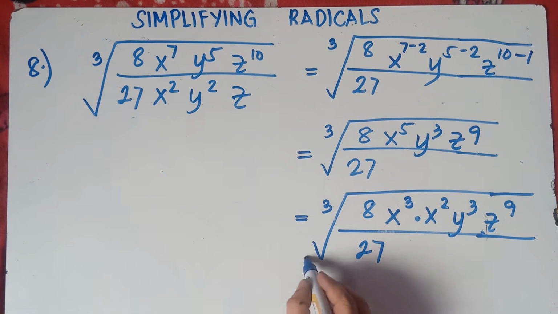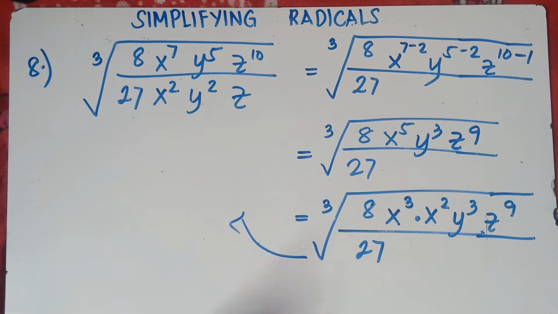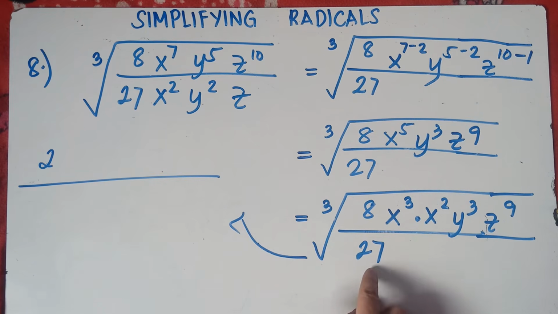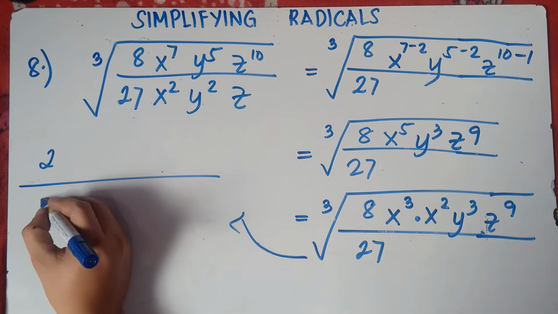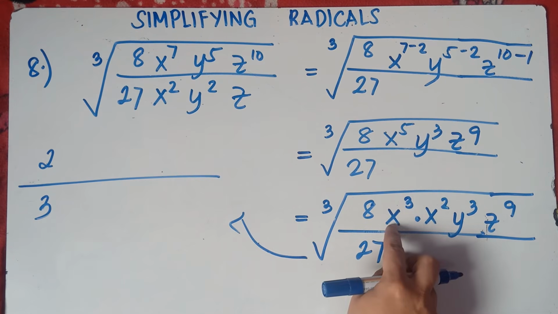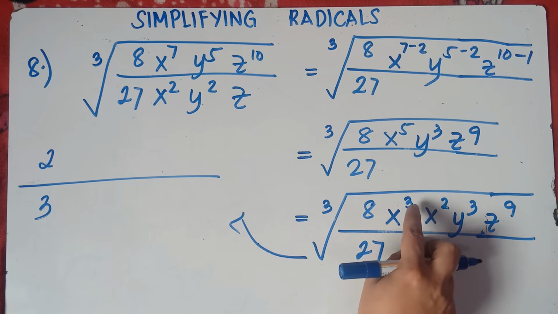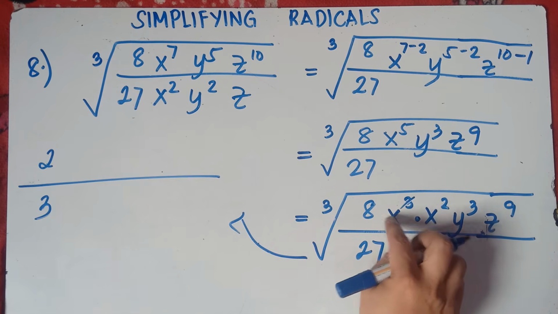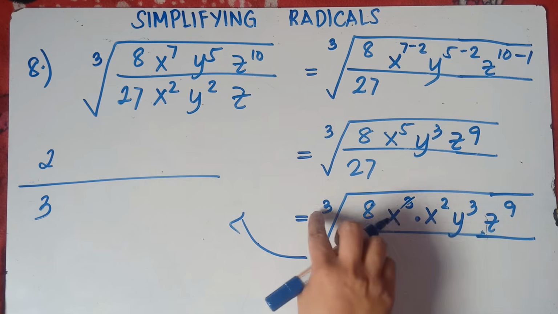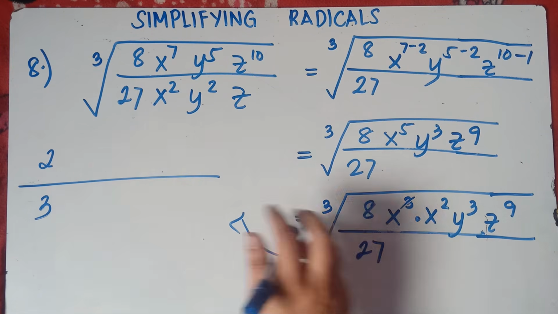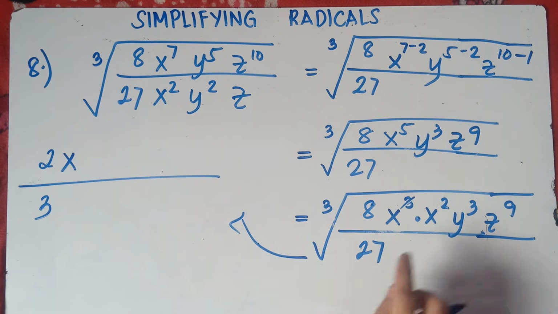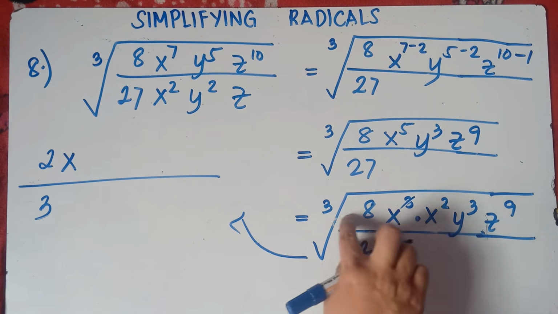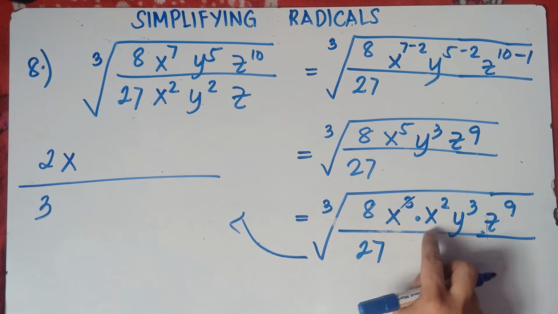So our final answer will be: the cube root of 8 is 2, and the cube root of 27 is 3, put on the denominator. For x cubed, we can cancel this out because 3 divided by 3 is 1. You put it outside the radical symbol on the top part, so x. And for x squared, we cannot divide 2 by 3, so x squared will remain inside the radical symbol, on the top part.